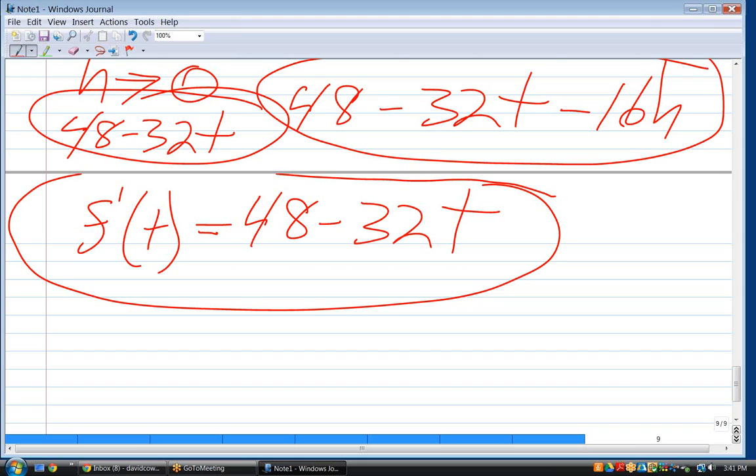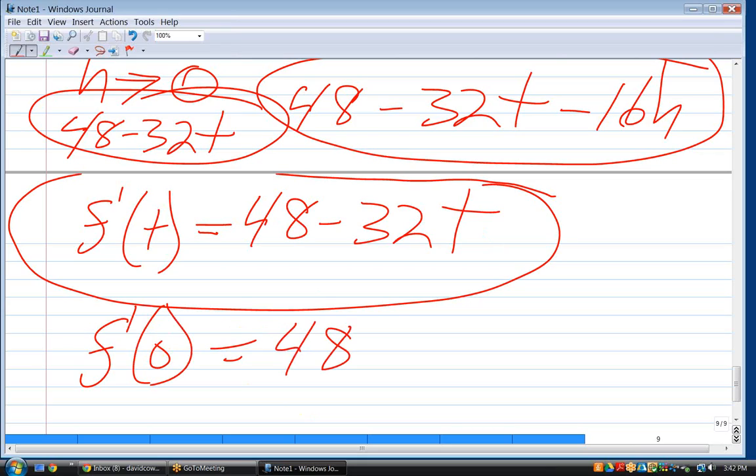And then it asks for the initial velocity of the rock. Well, initial means time is 0. When I plug in 0, f prime of 0, that would be 48. In other words, I'm going to plug in 0 for t.